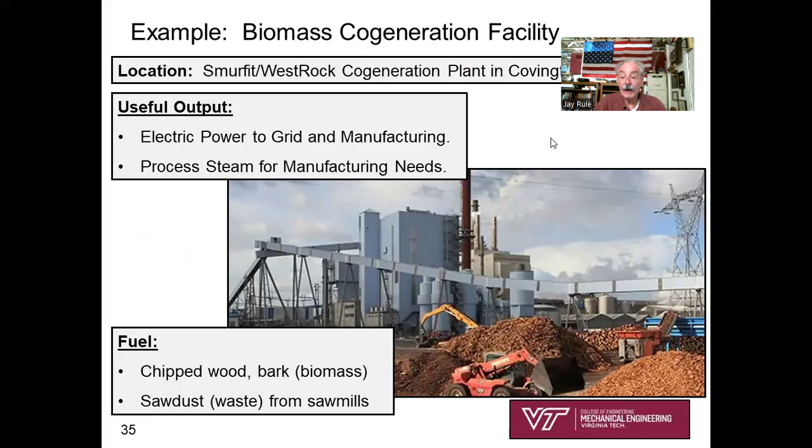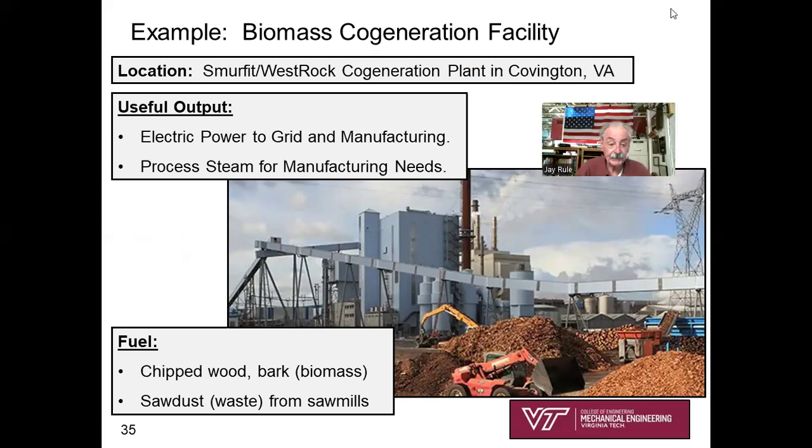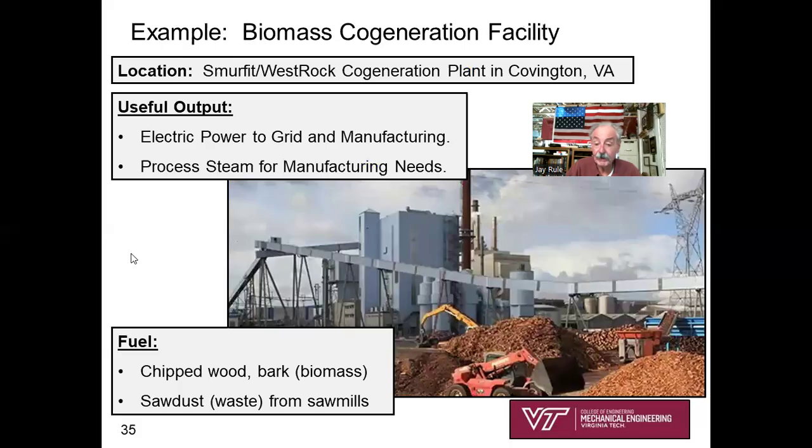This is an image of where I used to work. Okay, it's one of the many big pieces of equipment that we had at our paperboard manufacturing facility in Covington, Virginia. And this is a cogeneration plant in which you can see our fuel. Our fuel is chipped wood, bark, also known as biomass, and sawdust, that we purchase from sawmills at a very, very low cost. And so much of our fuel is nearly free.